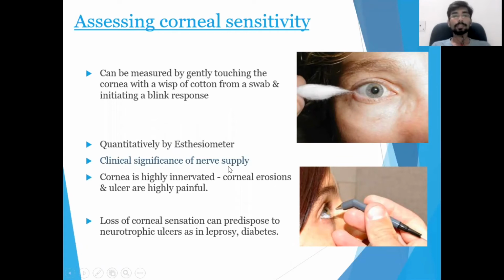Clinical significance of nerve supply: the cornea is very highly innervated, so corneal erosions and ulcers are very painful, and loss of corneal sensation can predispose to neurotrophic ulcers, as in leprosy and diabetes.